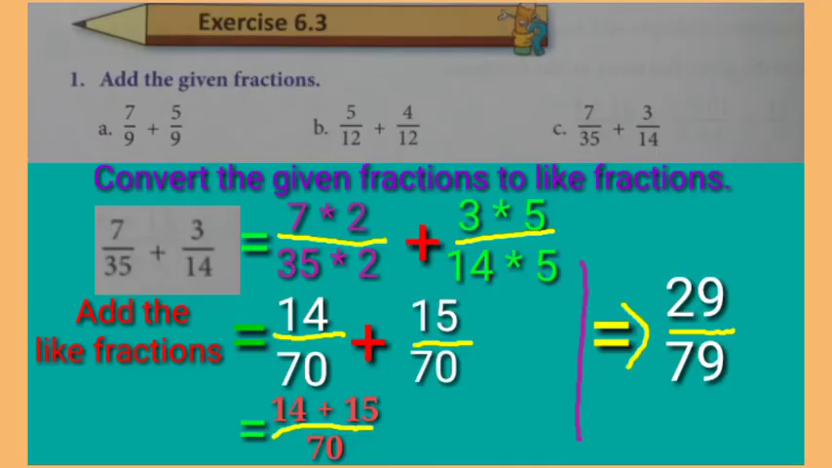Convert the given fractions to like fractions, that is 7 into 2 by 35 into 2 plus 3 into 5 by 14 into 5. Now add the like fractions, that is 14 by 70 plus 15 by 70, which equals 14 plus 15 by 70, which equals 29 by 70.